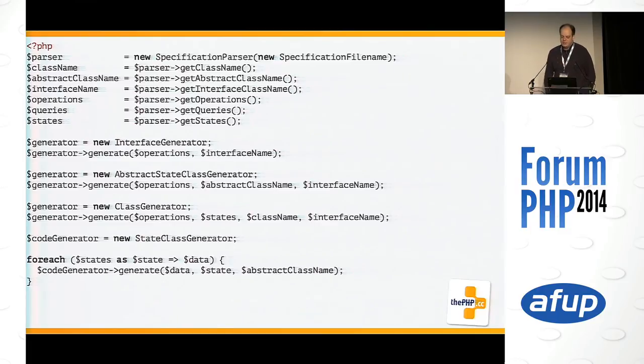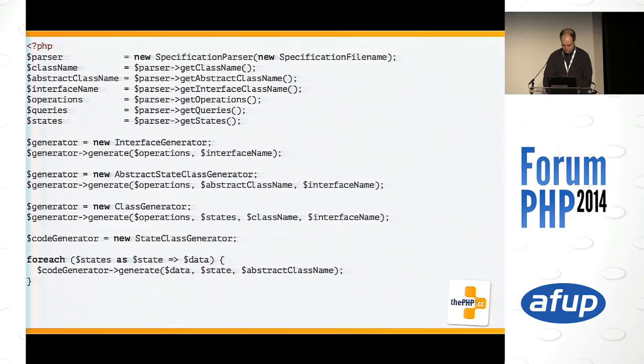And implementing the code generator turned out to be quite simple. And the code is much cleaner than the visualization thingy that I showed earlier. So we need a parser to parse the XML file. That's the most boring part. We need to generate code for the door interface class. We need to generate code for the abstract state class. We need code to generate the door class. And then we need code to generate the individual state classes. And that's what it says right there. And then we invoke them, and it just works.